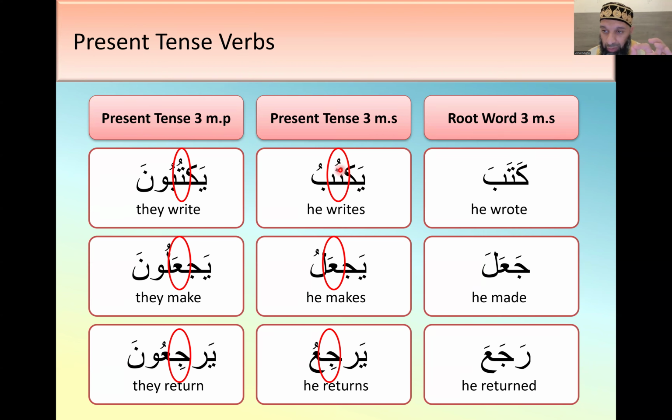And once you know what vowel is on that third letter, it carries on all the way through the table for that verb. You know it's always going to be dhamma. It's dhamma everywhere then: yaktubuna. Yaj'alu will be yaj'aluna, taj'aluna, naj'alu, for example. It's the same all the way. It's not going to change. Yarji'u will be yarji'una, narji'u, tarji'una. It's always fixed once you know what it is. So the third letter vowel always stays the same once you know it.